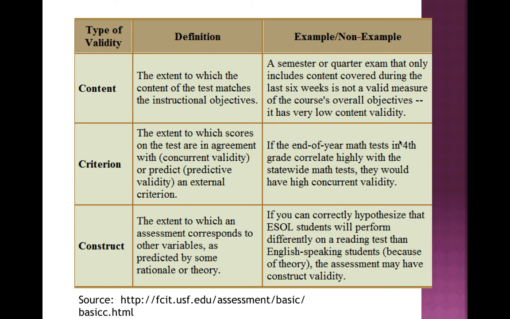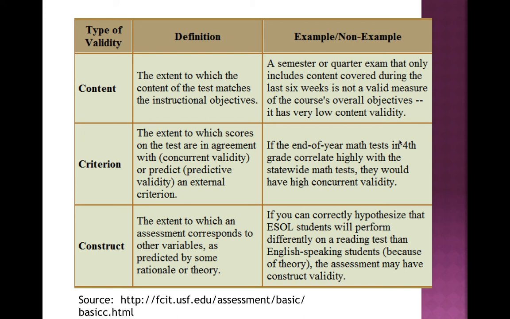A semester or quarter exam that only includes content covered during the last 6 weeks is not a valid measure because it doesn't measure the whole semester. Imagine I give you a test, and I want to make sure that the test covers everything we've done from September on, but I only give the test on material that I've covered in the last 6 weeks. It is not a valid measure because it doesn't measure all the content. So that's what content validity is. It has to cover all the material that is required.